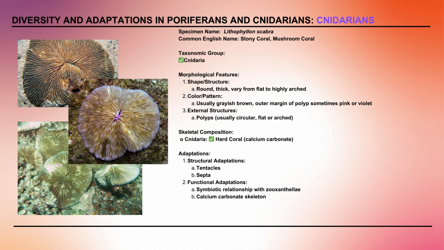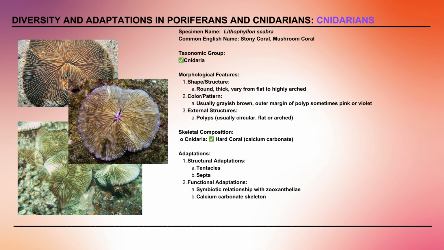Phylum scabra has a dual feeding strategy. It captures plankton and small prey using tentacles equipped with stinging cells called nematocysts. It also has a symbiotic relationship with zooxanthellae, photosynthetic algae that live within its tissues and provide energy through photosynthesis.